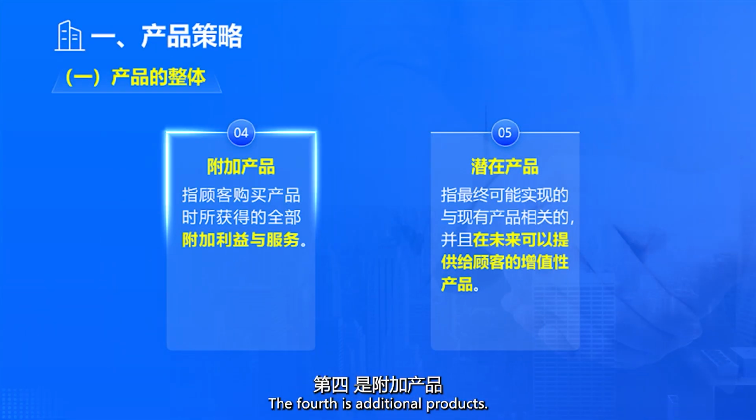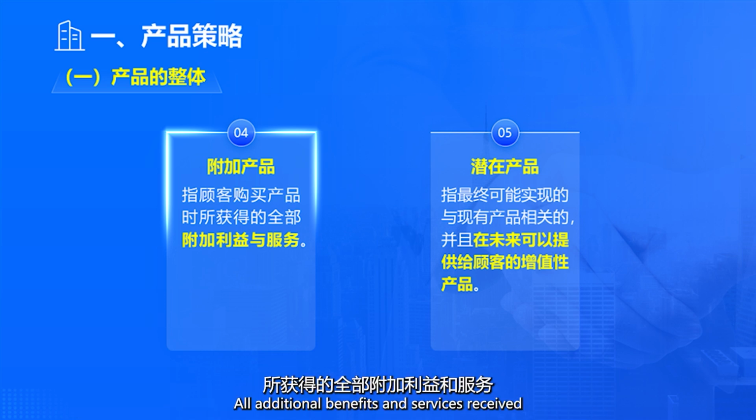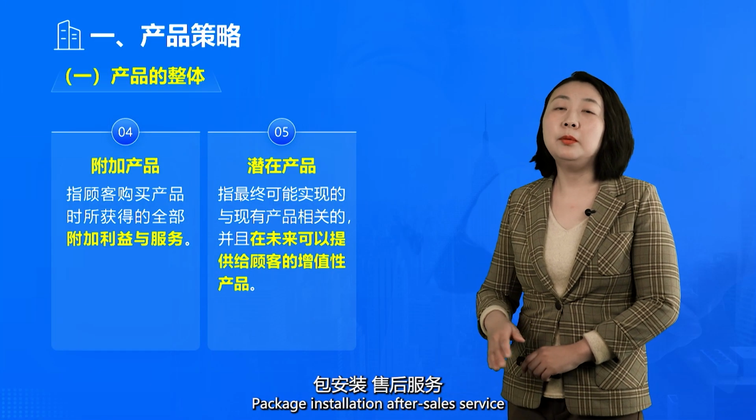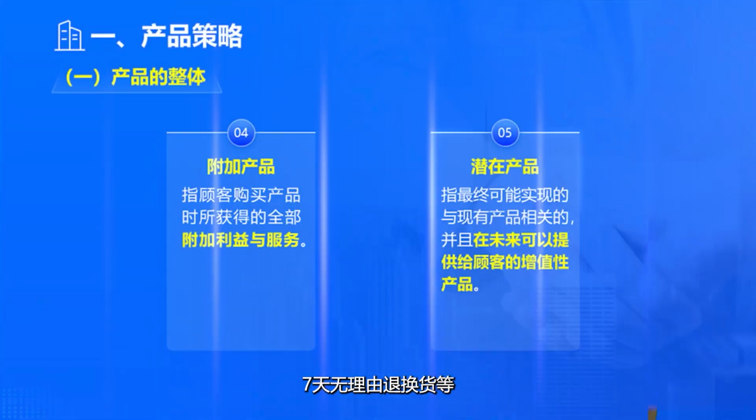The fourth is the additional product. An additional product refers to all the additional benefits and services received when a customer buys a product, including, for example, door-to-door delivery, installation, after-sales service, and no-reason return and exchange of goods within 7 days.